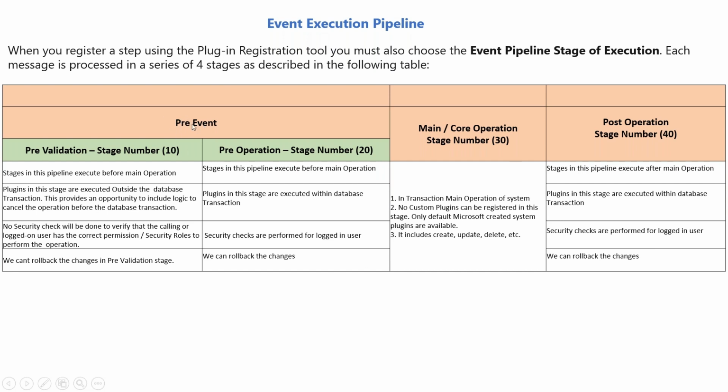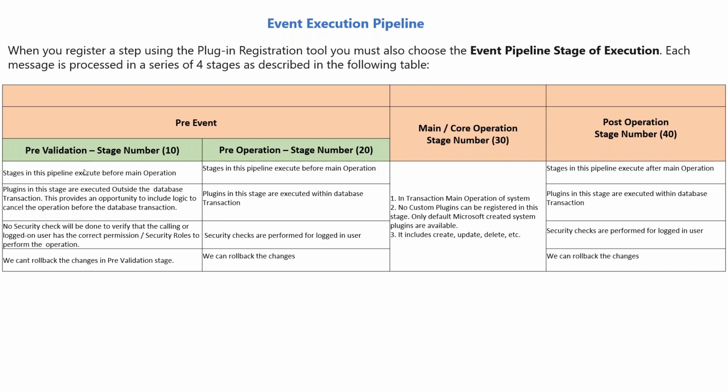These are pre-event, main operation and post-operation. In pre-event, we have pre-validation and pre-operation, then the main operation and post-operation. Pre-validation has stage number 10, pre-operation has stage number 20, main operation has stage number 30 and post-operation has stage number 40. Now let us see the first difference between pre-validation and pre-operation. In pre-validation, the stages in this pipeline execute before the main operation.